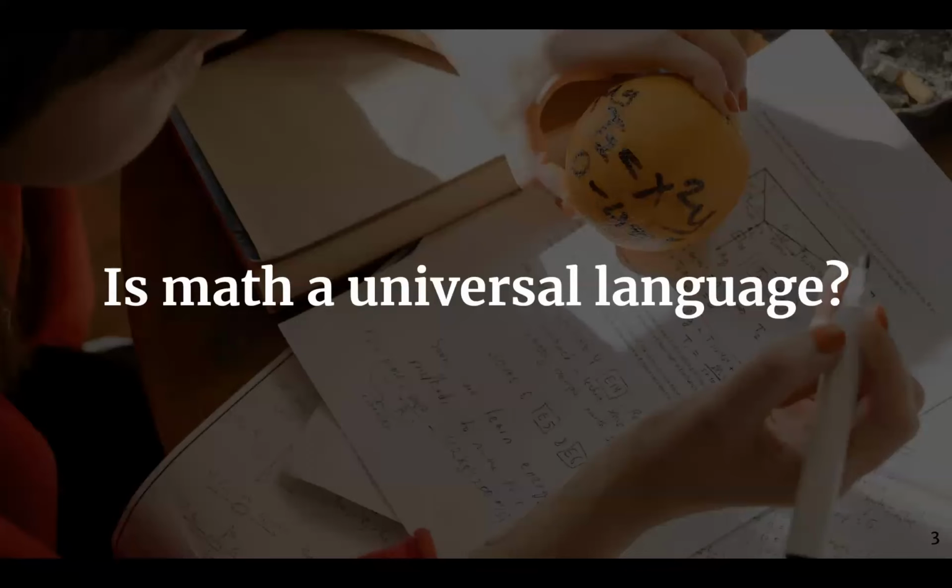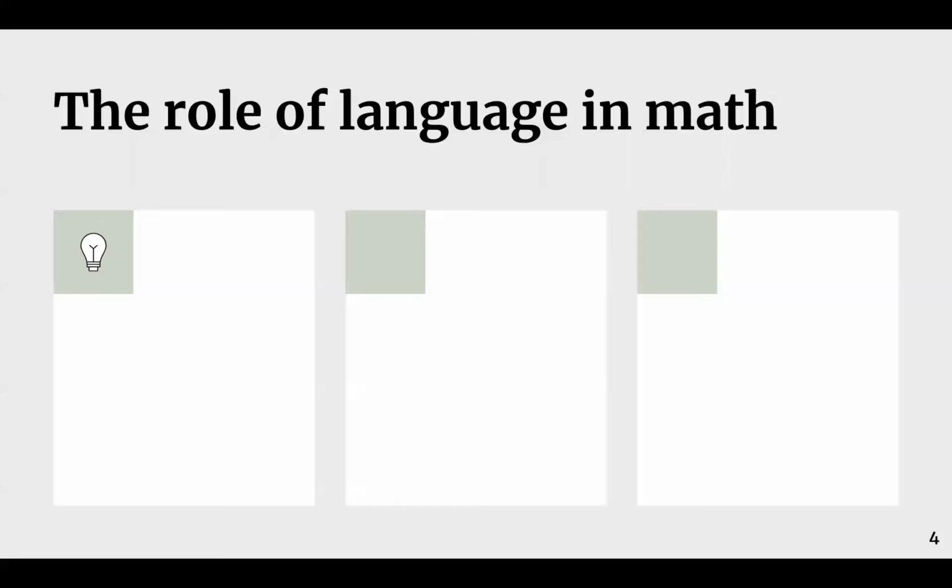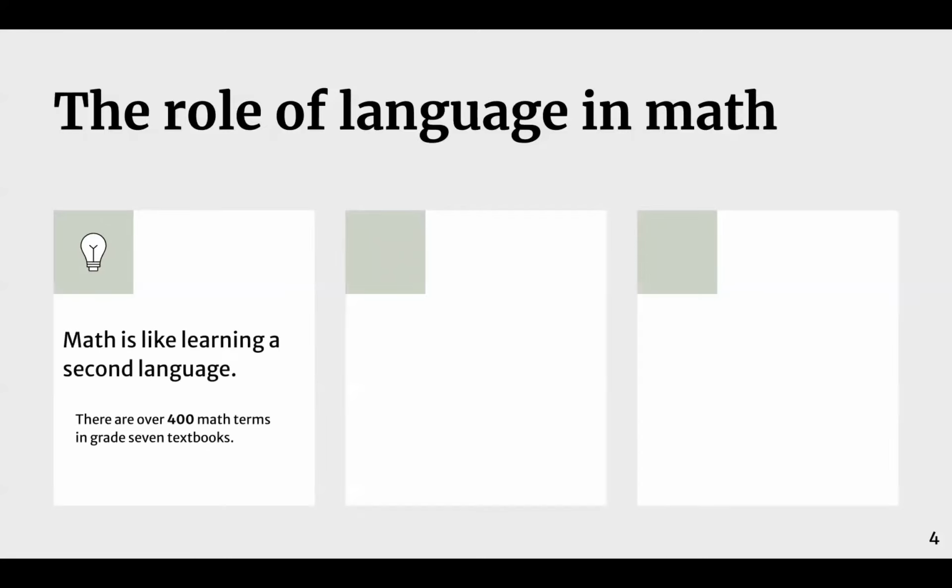I'm sure that most of you have heard that math is a universal language. This is because math uses symbols and numbers that are the same across all languages. However, when you really think about it, math is far from being a universal language because it requires reading and language skills in order to actually understand math. These concepts are taught in different ways using different languages, which brings me to my next point that math is like learning a second language.